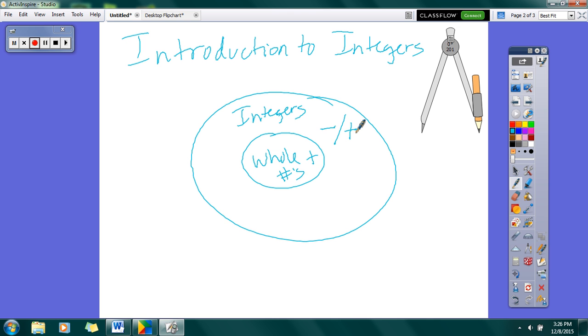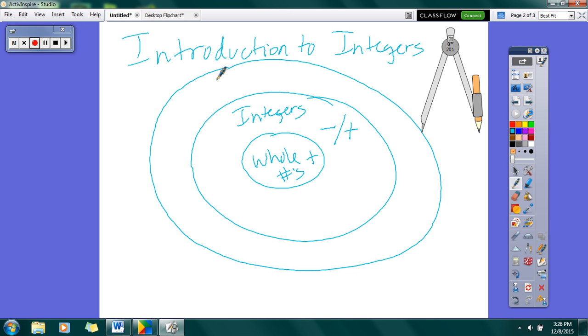And then what includes all of them are rational numbers. So the bigger circle there are rational numbers. And this includes decimals, fractions, percents, whole numbers, both positive and negative. Okay, so it includes all those numbers. All right, so we're going to be focusing mainly on integers, and we'll be eventually evolving into rational numbers.